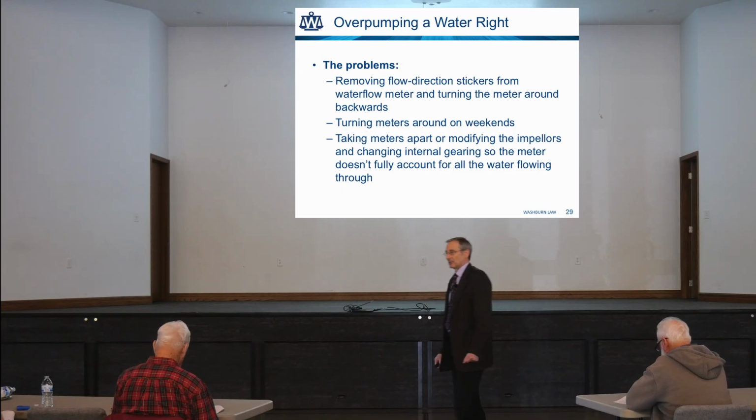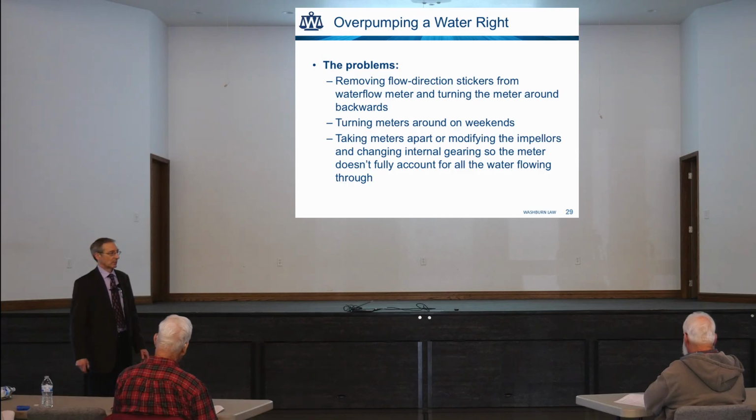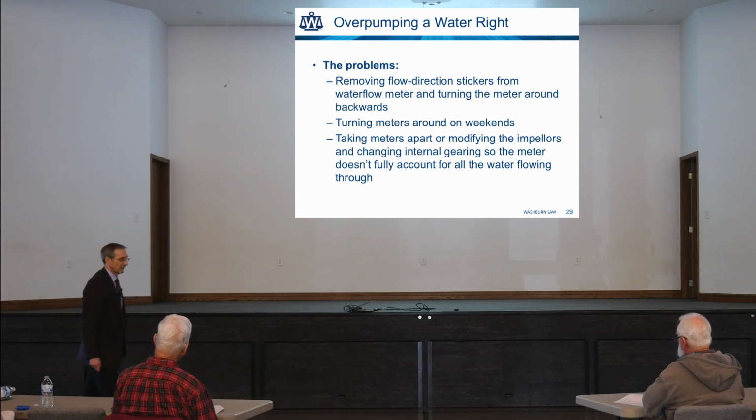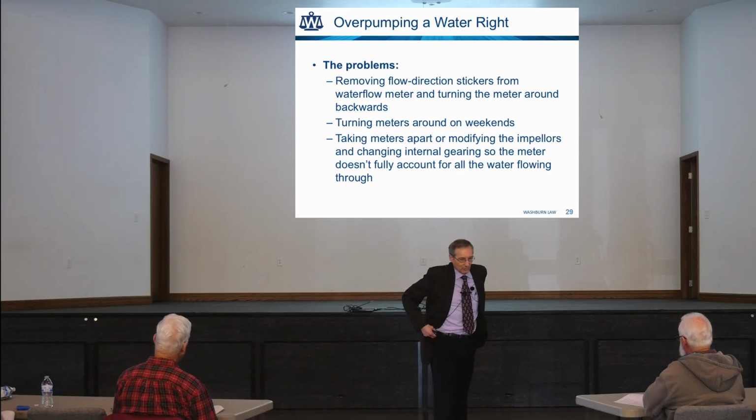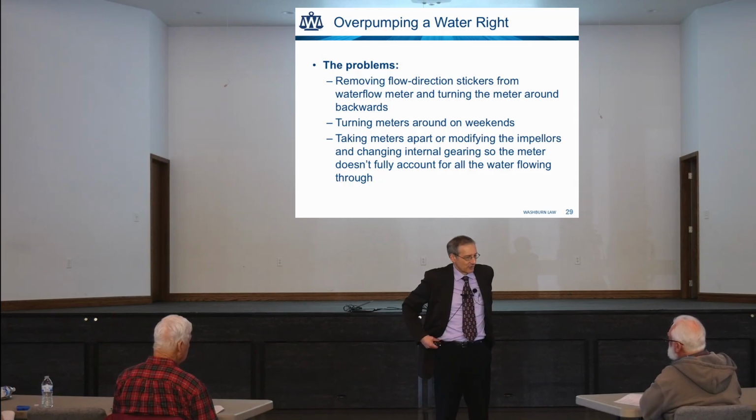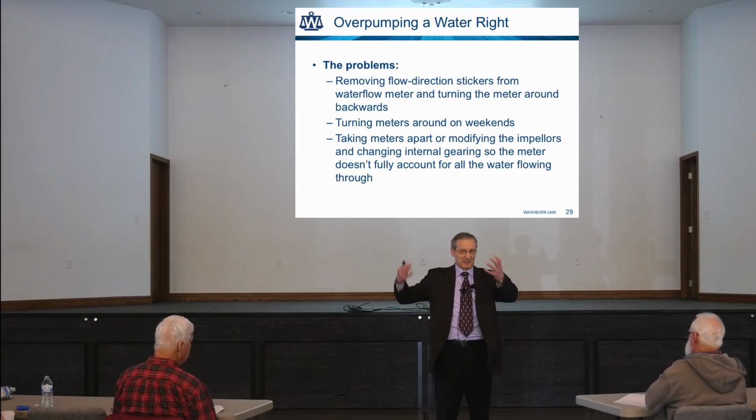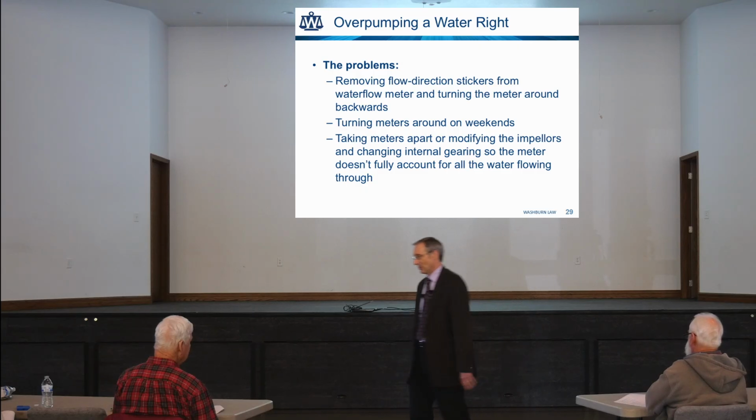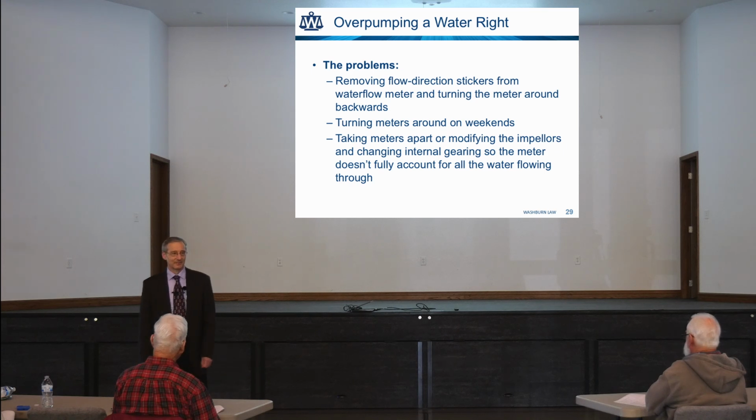So what are the problems that give rise to issues with the Division of Water Resources on overpumping? What are the big issues? Well, we've seen these problems. Removing flow direction stickers from the water flow meter and turning the meter around backwards. You know, one I saw on that, you want to know what the water user's answer to the allegation was? Where's the sticker? What was the response? Think of a response. What would you say if you got a water right and the sticker's gone, the state finds the sticker's gone? Sticker is not supposed to be gone.